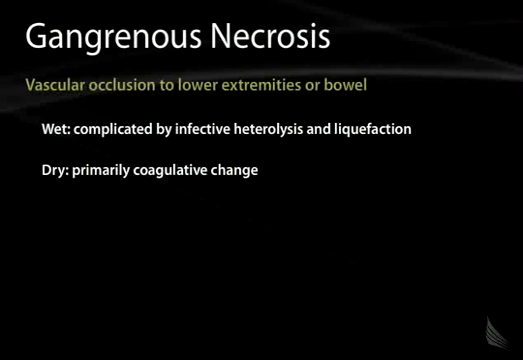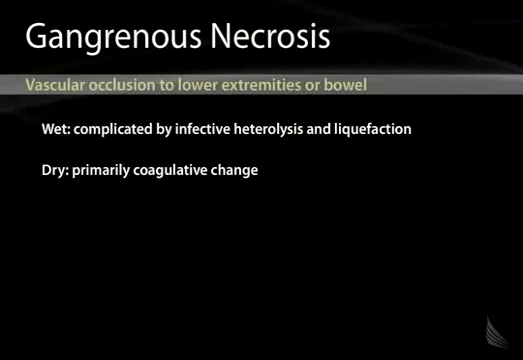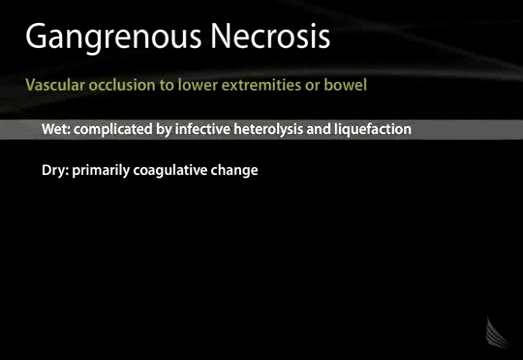A couple other kinds of necrosis. Gangrenous necrosis is when you get vascular occlusion to lower extremities or to the bowel. This is either wet or dry gangrene. The wet gangrene is anytime you have gangrenous necrosis, which is complicated by infection.